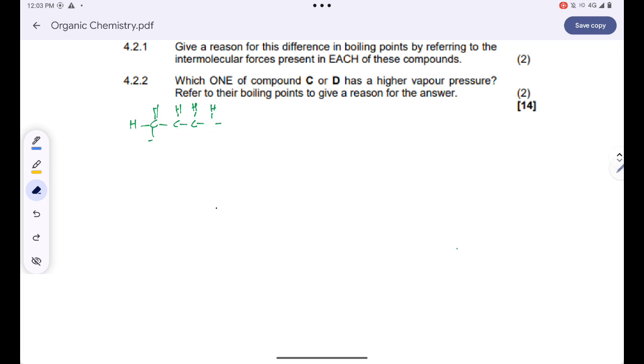Combustion of compound A in excess oxygen. Okay, compound A is butane. You have C4H10 plus oxygen. This will always give us, for complete combustion, simply carbon dioxide and water.